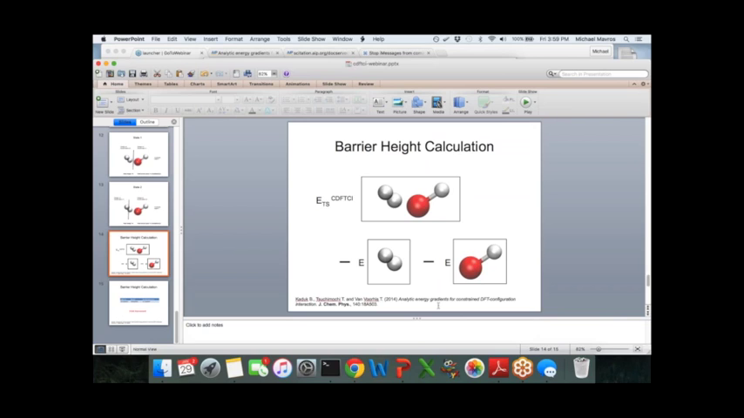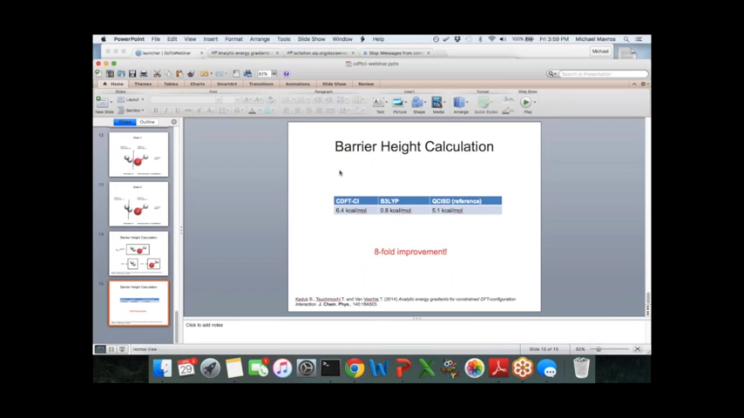We did a whole bunch of reactions and found that the accuracy, again, was pretty good for these barrier heights. Just to give you an idea of how good: by this procedure, the CDFT-CI reaction barrier is 6.4 kcal per mole. If I were to do this reaction barrier with just B3LYP, it would be 0.8 kcal per mole. And the reference calculation for this is about 5.1 kcal per mole. CDFT-CI is within 1.5 kcal per mole accuracy. B3LYP is within about 4.5 kcal per mole accuracy. And we notice about an 8-fold improvement in this case.